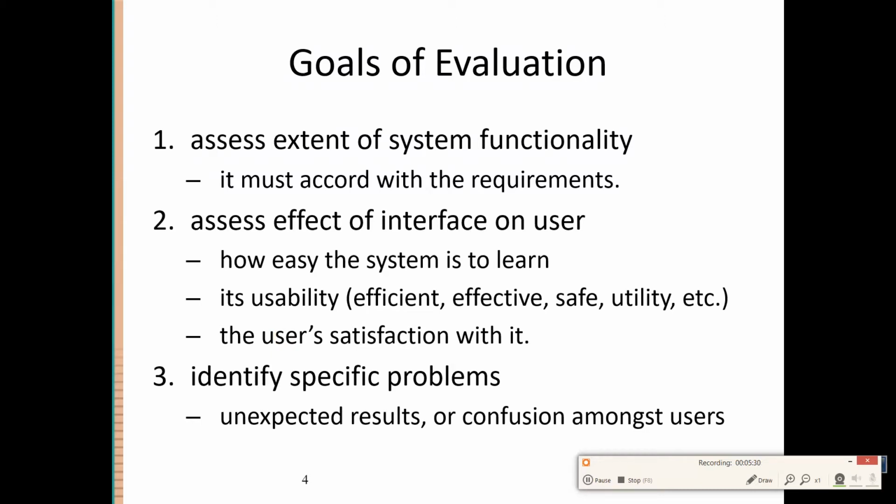And the next goal of the evaluation is to identify specific problems. During the evaluation, we might find some problems. There might be some unexpected results. Maybe the system is not performing the right functionality, or the user is not satisfied with the system, or maybe the system is not very efficient. So these problems have to be identified during the evaluation, and then they have to be solved.